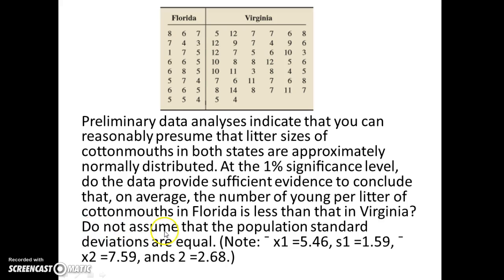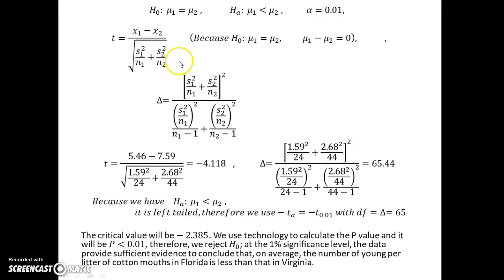But this time it says do not assume that the population standard deviations are equal. So we use a different method here. The means and the standard deviations of the samples are given here. Because the standard deviations are not assumed equal, we use the non-pooled method. Null hypothesis, alternative hypothesis. The significance level alpha is 0.01. We plug all the numbers into the formula, and after we do that, we get a critical value, and we also calculate the p-value.